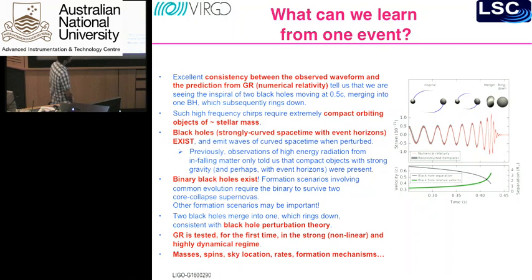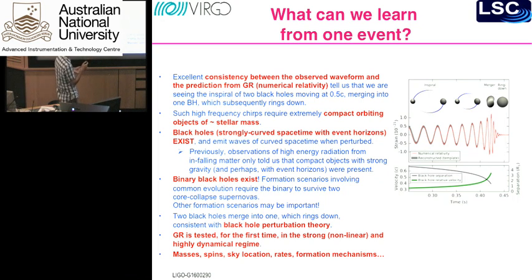So what can we learn in terms of astrophysics from a single event? The first thing is that, as best we can tell, there is excellent consistency between the waveform that we observed and numerical relativity, the predictions from GR.